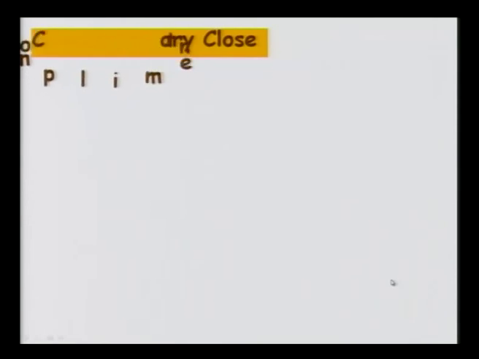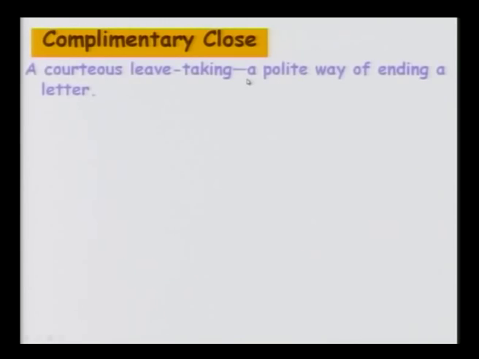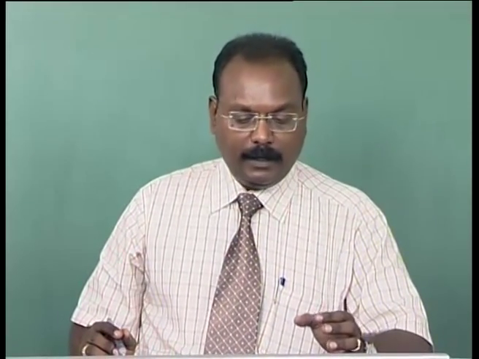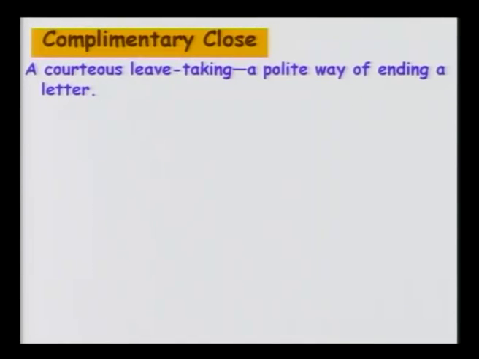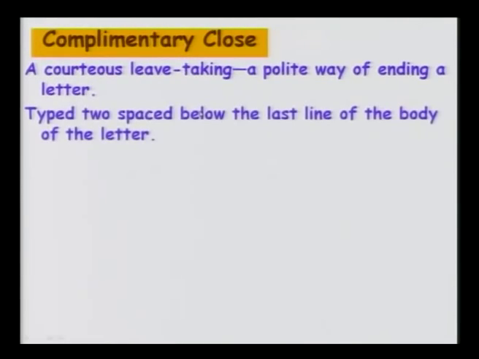Now let us look at the complementary clause towards the concluding part of the letter. What do we have in this complementary clause? What do we mean by this? Apart from the polite way of concluding the letter in the final paragraph, you also take a courteous departure, a courteous leave taking, a polite way of ending a letter. Now how do you do that? Once the body of the letter is over, you type this part giving 2 spaces below the last line of the body of the letter.